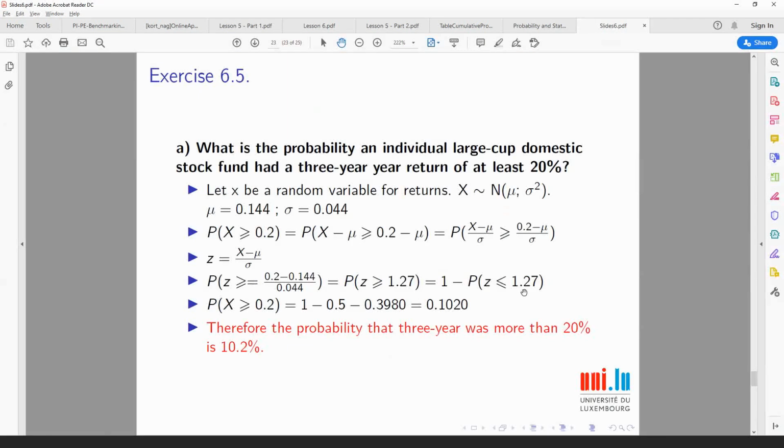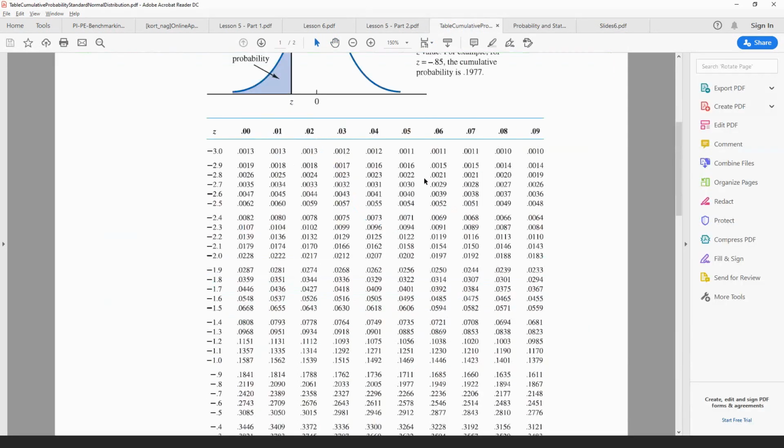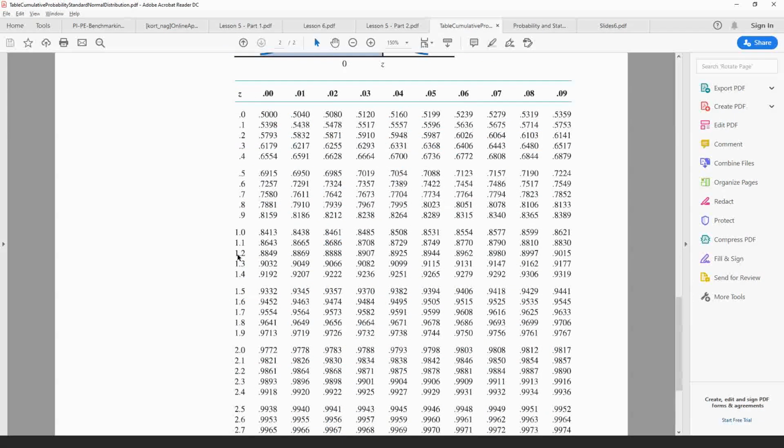So here we have to find the probability that Z is less than 1.27. So we go to this table. We find the quantile 1.27. This is for the integer part and 10th, and this is for 7. And we just look for the intersection, and it's equal to 0.8980. So you see, this is how we found this number.